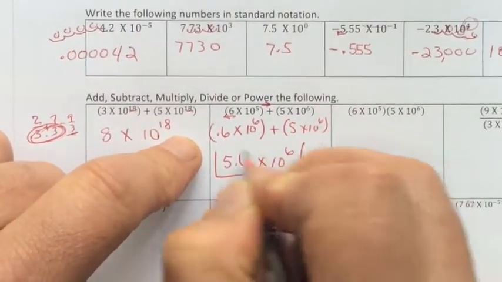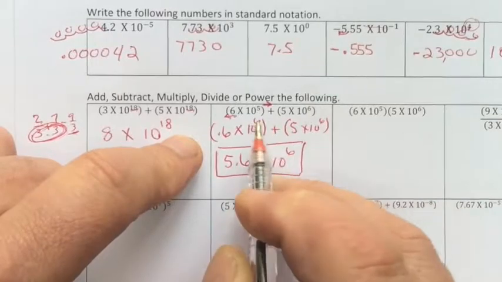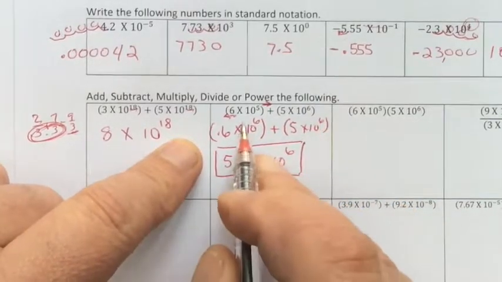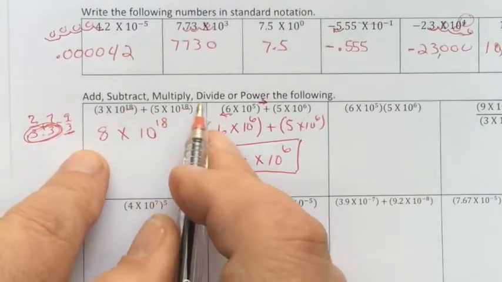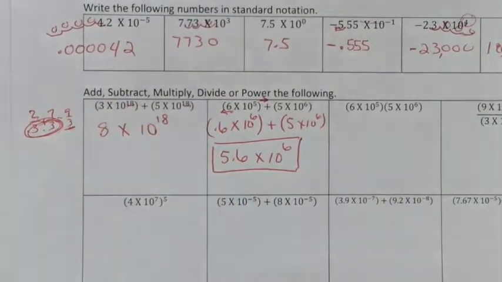Okay, 0.6 plus 5 is 5.6 times 10 to the 6. See, once we get them the same, that's what it is. We can have a 6 and we can add a 6. As long as their bases are the same, we can just add the numbers. Just like over here, when the bases were the same, we just add the numbers.